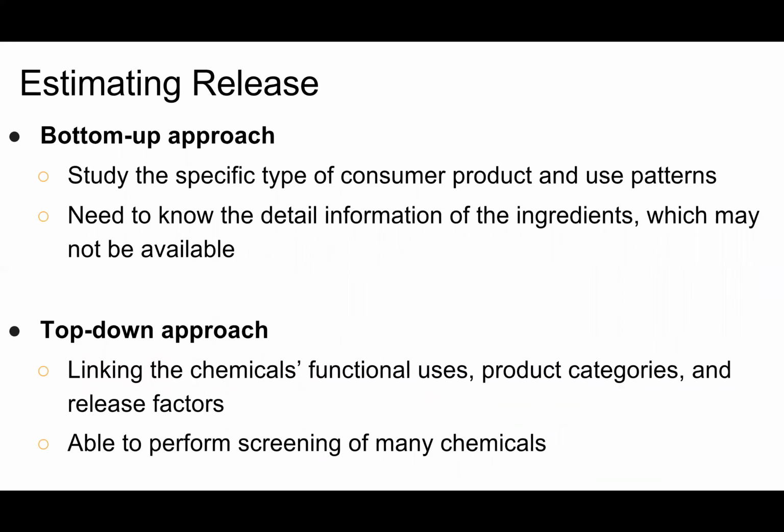To estimate the release from consumer products, which has been a hot topic recently, there is currently the bottom-up approach, which is to study the specific type of consumer product and use patterns. And they also need to know the detailed information of the ingredients, like the weight fraction of the product. And this information may not be available or is very hard to gather and could be time-consuming. So in response to this, we have developed a so-called top-down approach. And we are linking the chemical's functional uses, the product category, and the release factors together. And this will enable us to perform a screening test of many chemicals.